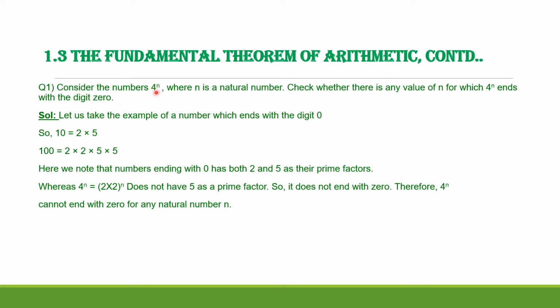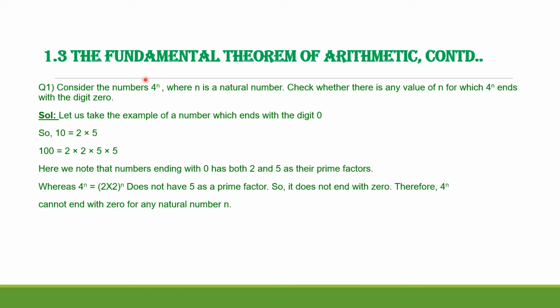Consider the number 4^n where n is a natural number. Check whether there is any value of n for which 4^n ends with the digit 0. Let's understand the question with two examples. Let's take two numbers, 10 and 100, which end with 0. What you can find here is that 10 can be represented as 2 into 5, and 100 can be represented as 2 into 2 into 5 into 5. What is the special thing you are noticing? For any number which ends with 0, the two prime factors 2 and 5 remain common.